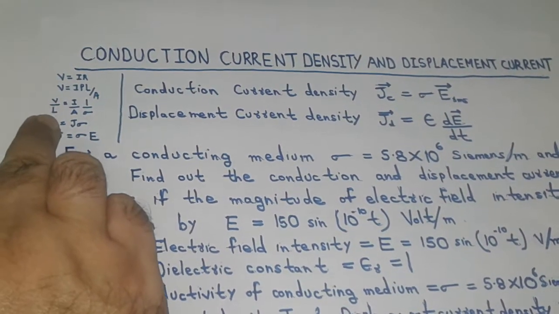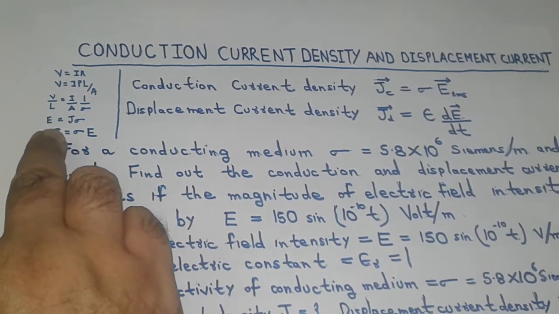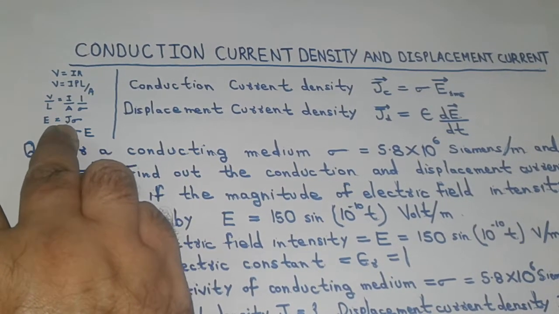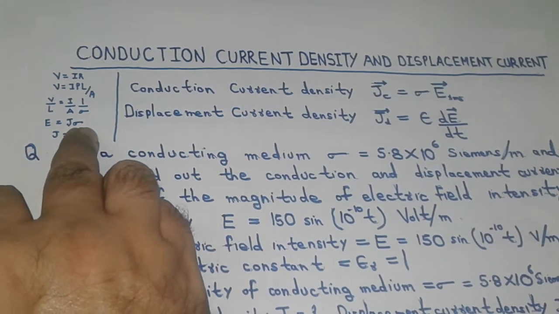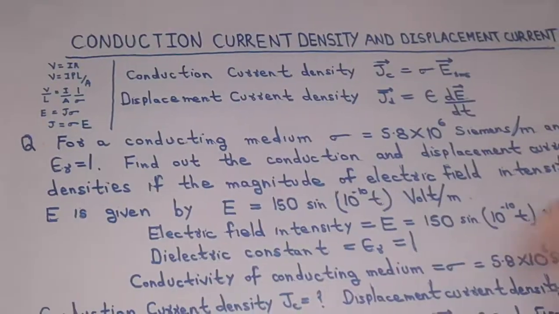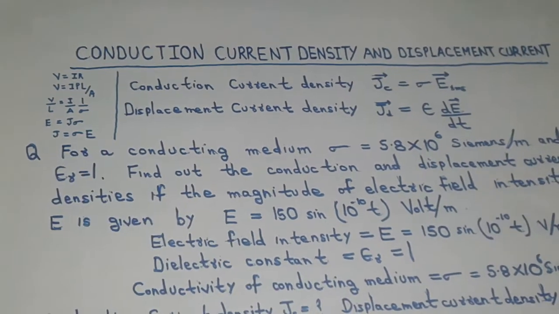Now voltage upon length is the electric field intensity E. So V upon L is E, and current upon area is current density, which is J, into 1 upon sigma. So we get J equal to sigma E.